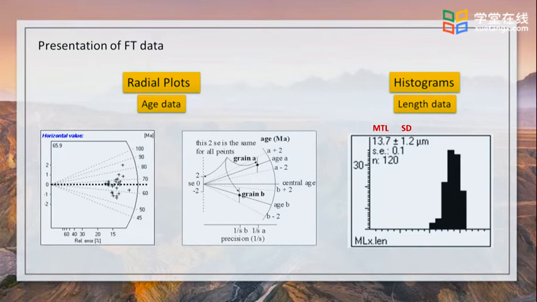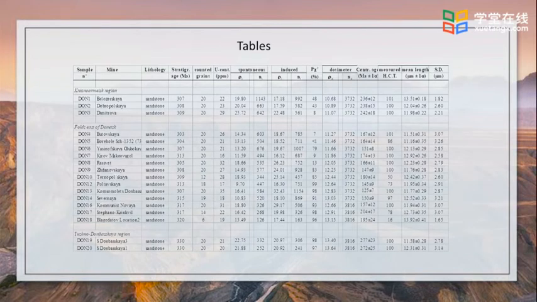The fission track length data are usually reported by a representative length distribution, generally a histogram. And all the above data, including age and track length data, can be shown in tables as well. Here is a table, for example, showing fission track age and length data.